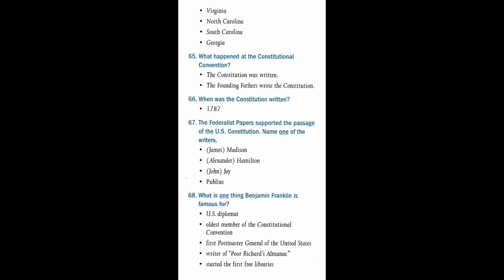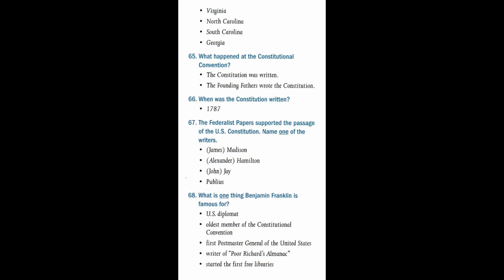Georgia. 65. What happened at the Constitutional Convention? The Constitution was written. The Founding Fathers wrote the Constitution. 66. When was the Constitution written? 1787. 67. The Federalist Papers supported the passage of the U.S. Constitution. Name one of the writers. James Madison, Alexander Hamilton, John Jay, Publius.